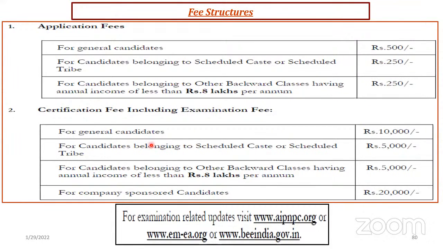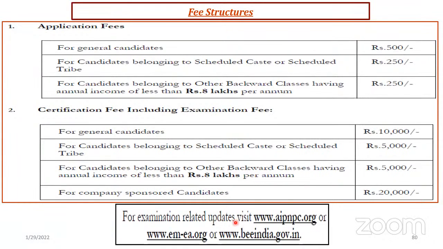This is for examination fees. This is mandatory. For a general candidate, it is 10,000 rupees, for which they will provide all 4 books. If you are paying for only 3 examinations, it will be 7,500 rupees. Candidates belonging to SC/ST, 5,000, and OBC people, 5,000. Company-sponsored people can have it at 20,000 rupees as the examination fee.